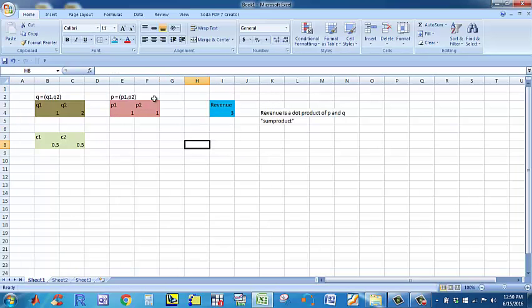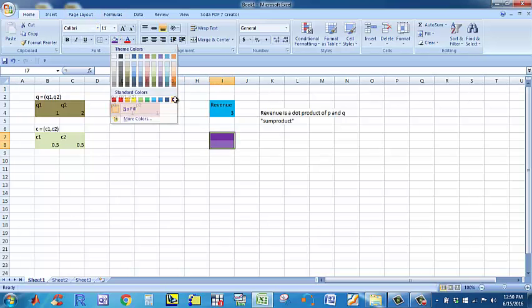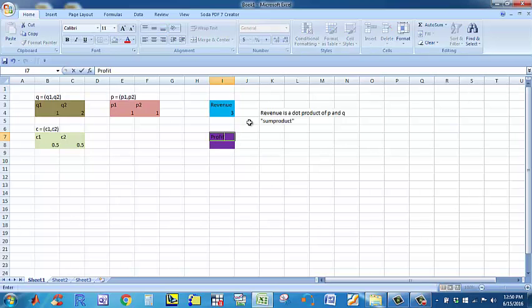Now, if C equal to C1 comma C2 is a vector that represents the marginal cost that this firm incurs to produce Q1 and Q2, what is the total profit? This is again easy. The total profit is nothing but revenue minus cost. Now, cost here is nothing but the sumproduct of C and Q. Therefore, the firm earns a profit of 1.5.